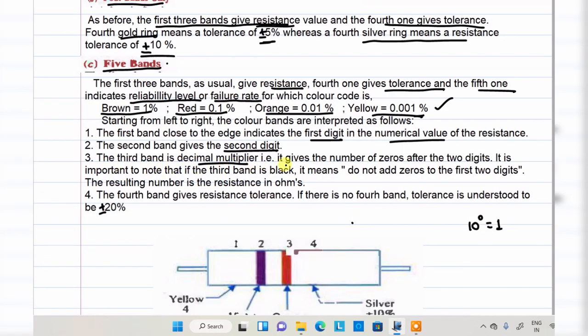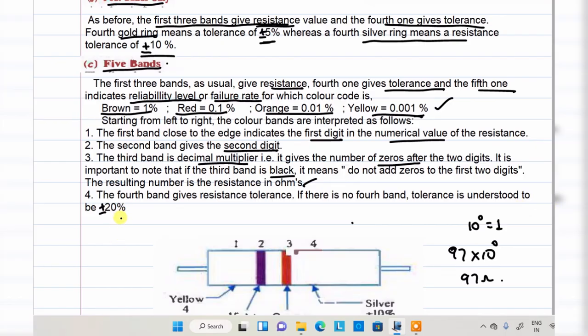The third band is a decimal multiplier. It gives the number of zeros after the two digits. It is important to note that if the third band is black, it means do not add any 0 to the first two digits. That means 10 power 0 is 1 only. So the resulting number is the resistance in ohms. That means 97 in the previous case, with 10 power 0, is 97 only, because 10 power 0 is 1, and 1 into 97 is 97 only.